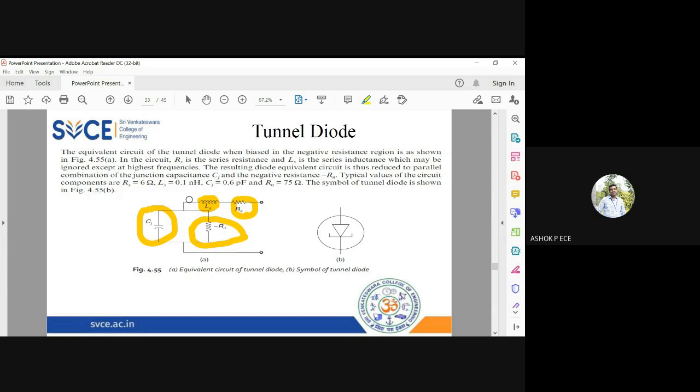The typical values are given here: Rs equal to 6 ohms, Ls equal to 0.1 nanohenry, Cj equal to 0.6 picofarad, and Rn equal to 75 ohms. So these are the typical characteristics of our tunnel diode.